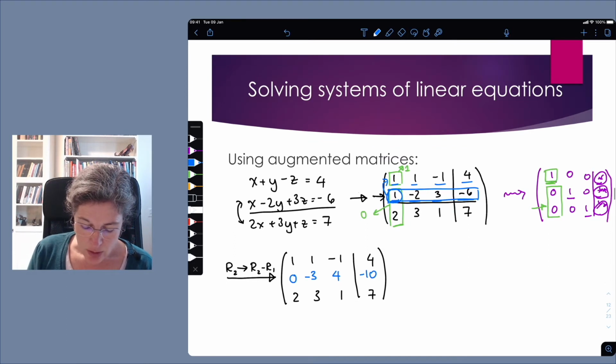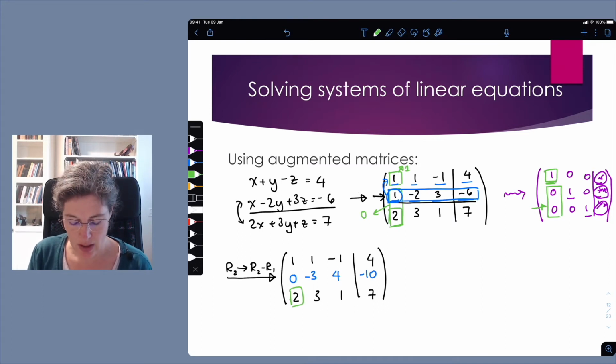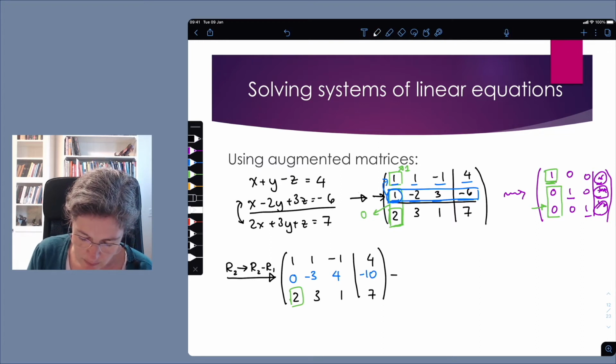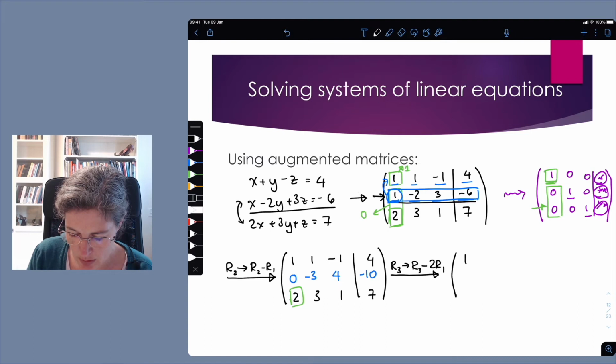Now the next thing that we want to do is get this 2, or equivalently this 2, to be a 0. And we don't really have a lot of choice again. We're just going to have to subtract off twice the first row. So let's go ahead and do that. Row 3 is going to become row 3 minus twice row 1. 1, 1, minus 1. We're not changing anything there. We're not changing anything in our second row, so let's just write that down.